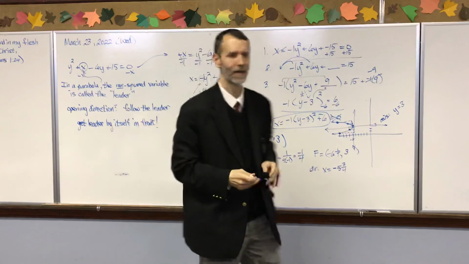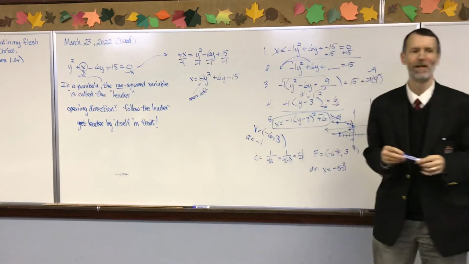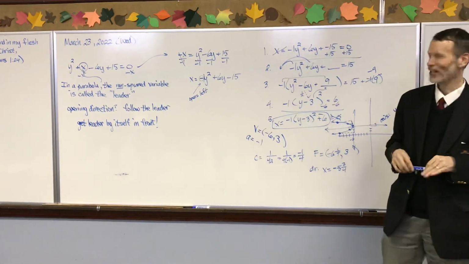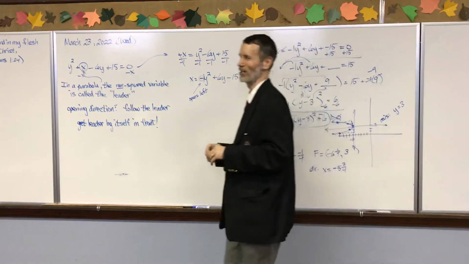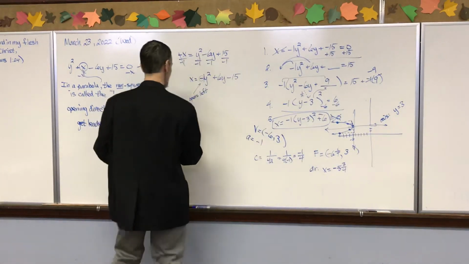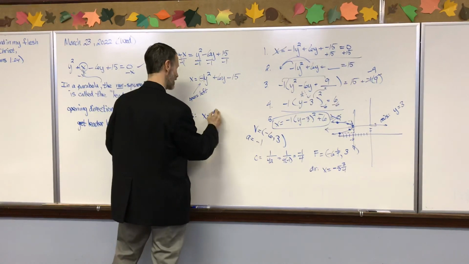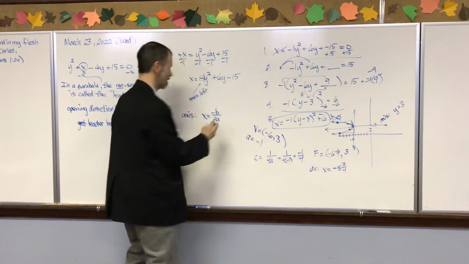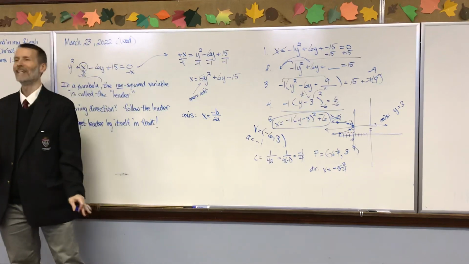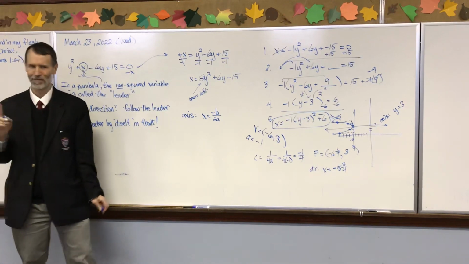Question. Can you use the negative b over 2a to find the axis of symmetry? Excellent question. Look up here. You remember how you did the axis of symmetry? Is x equals negative b over 2a? Does that work here? Yes, with one catch.